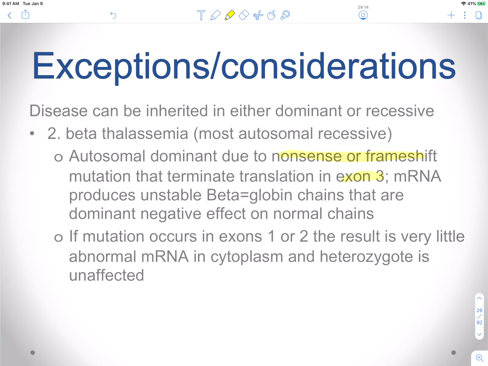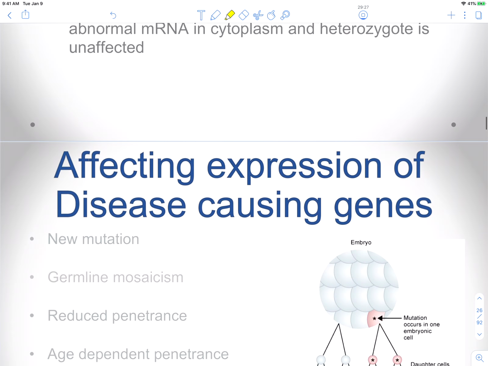But if it goes out to exon 3, you're going to have a lot of the mutated beta chain made, and it's going to incorporate into the normal hemoglobin, and it's going to have a negative effect on the function of the molecule.